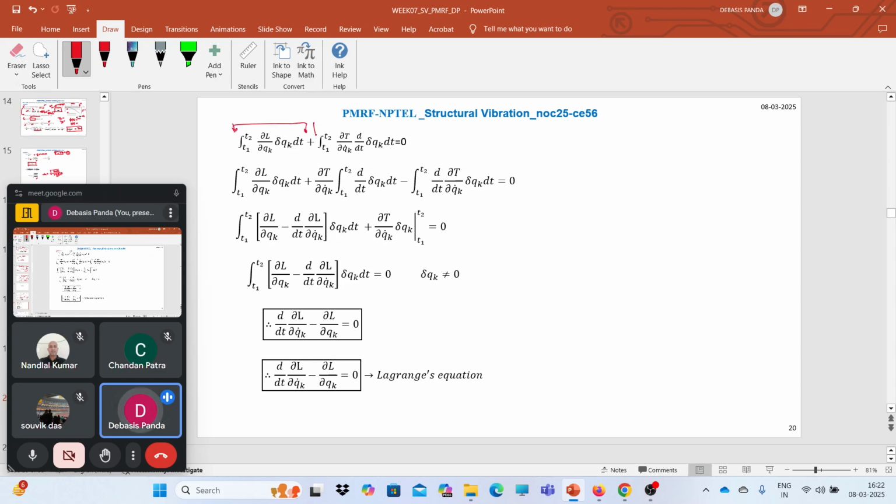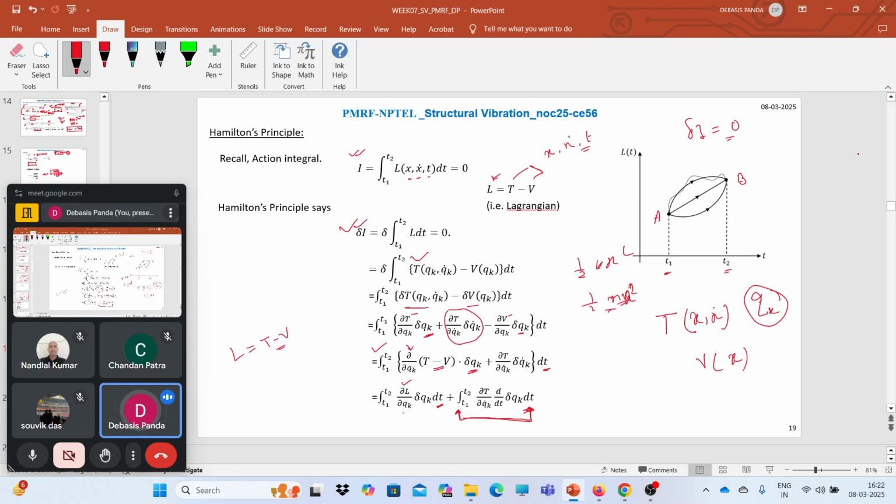Now for the second part we will use the chain rule to solve it. That means the integration by parts, the uv rule. So this is the first variable, del T by del q dot, and here on the second part we have d delta qk dot. That delta qk dot is nothing but d/dt of delta qk. This is actually written instead of delta qk dot. So we have two functions, the first function and the second function. Now we can use that rule and do the integration.